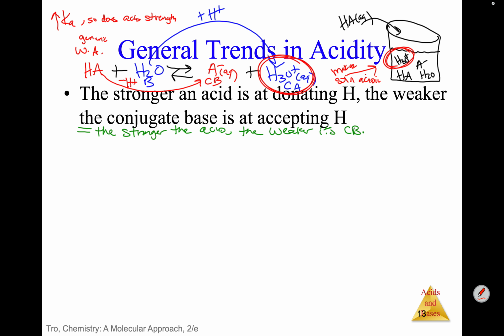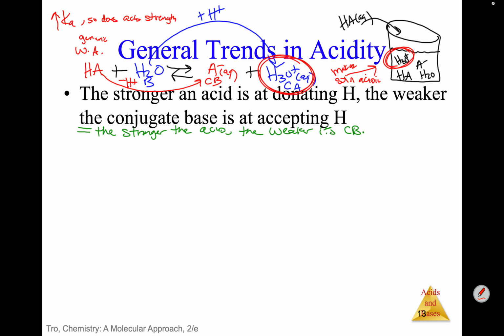Yes? So as Ka increases, so does acid strength. Can you also say that the higher the Ka, the more acidic the product is? Yeah, so the question was, as Ka increases, so does acid strength. So as Ka increases, we have a more acidic solution. Correct.